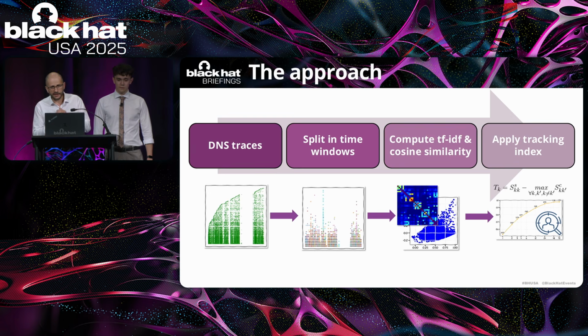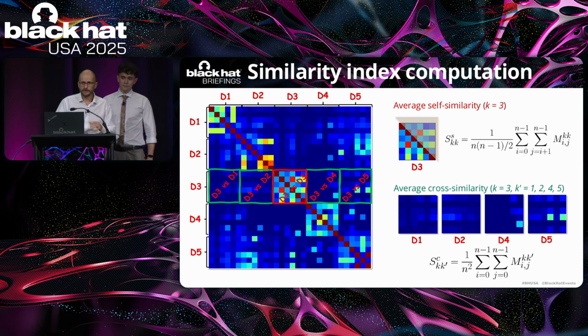Now let's boil down to the steps. We take the basic DNS traces, we split them up in time windows, depending on how much time you have aggregated traces for certain devices. You compute these indexes and then apply the tracking index that we will define in the following slides. Now, we only have 2 equations here, so stay with me.